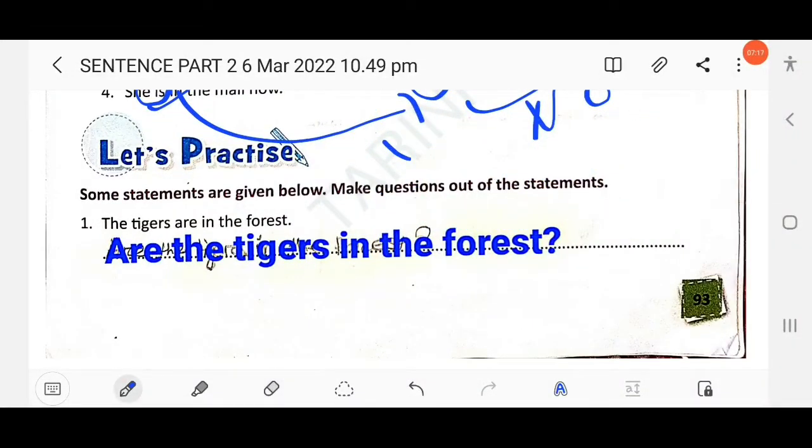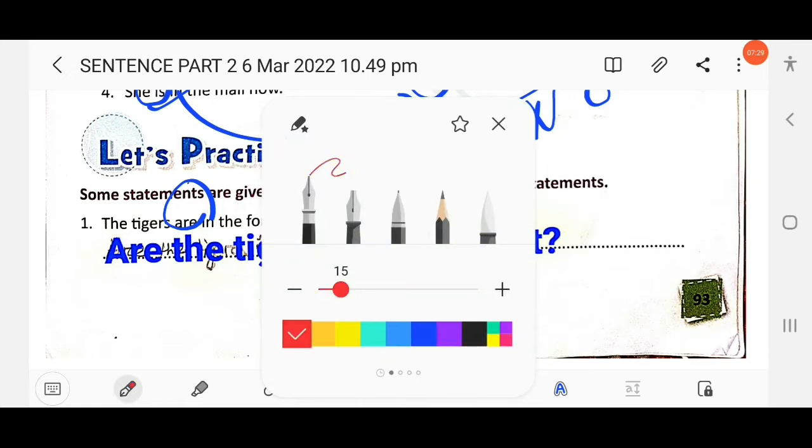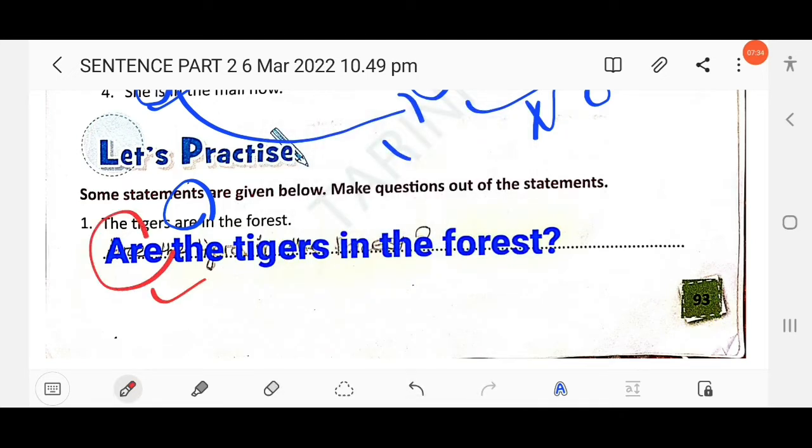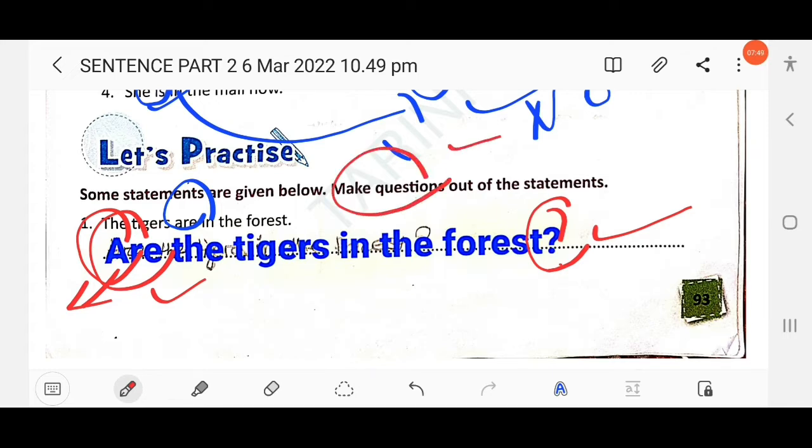So here some statements are given below. Make questions out of the statements. So here, the tigers are in the forest. Yes, so you have to find out the verb here. The verb here is are, right? So here, are will come to the beginning of the sentence. Other parts will remain the same. Are the tigers in the forest? So just remember, you have to start the sentence with a capital letter and end the sentence with a question mark. As the instruction says here, you have to make questions, right?